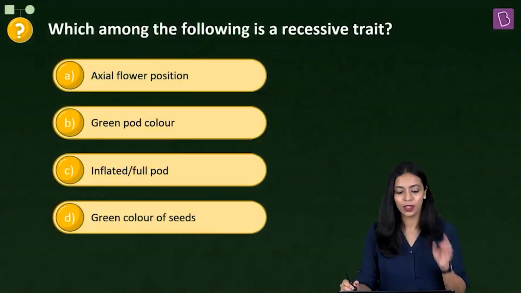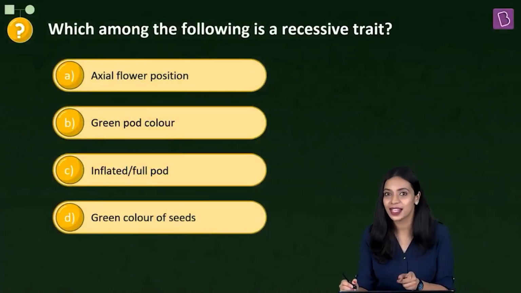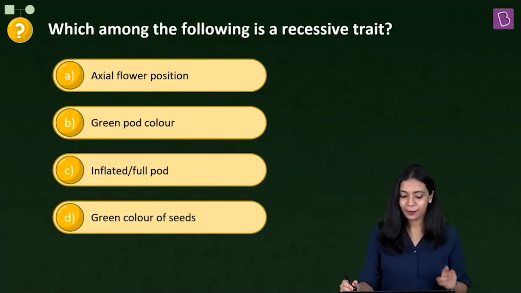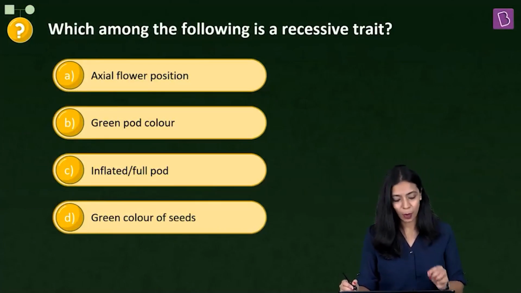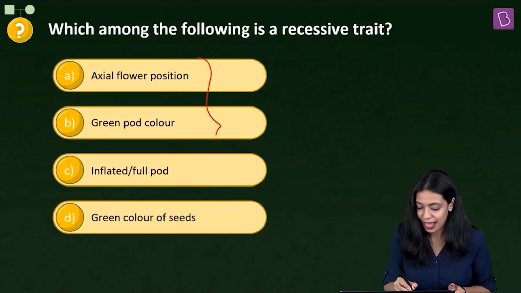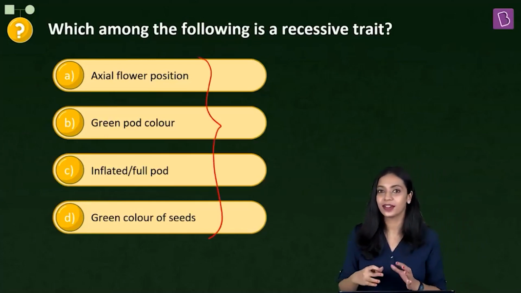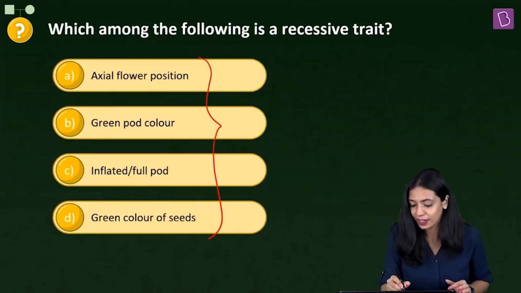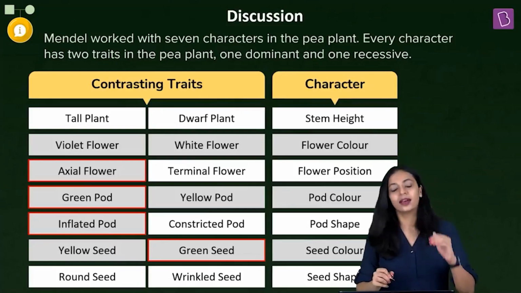Here's the question: which among the following is a recessive trait? In the options, we have A, axial flower position; B, green pod color; C, inflated or full pod; option D, green color of seeds. Now, all of these options have traits that Mendel had considered in pea plants while performing hybridization experiments. Okay, and we have to find out which is the recessive trait.